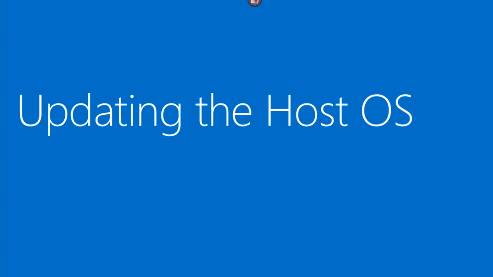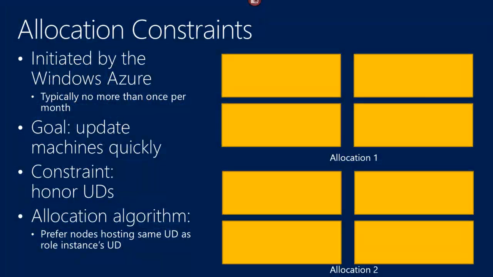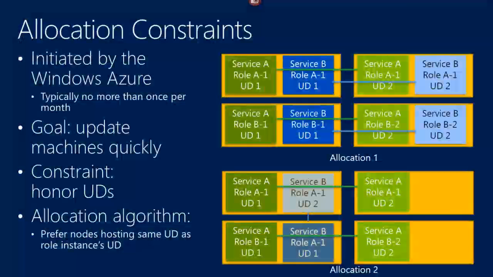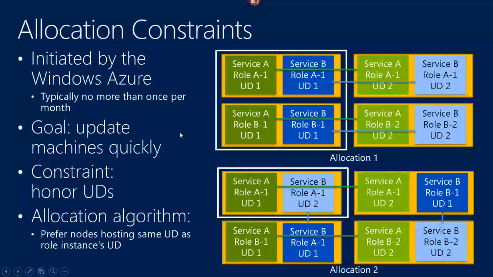I started talking about updating the host operating system, which we do about once a month. And we've got these allocation constraints that we have to honor: update domains. We can't take down, again, multiple VMs from different update domains at the same time. This allocation down here is suboptimal because we can't update both of these servers at the same time since we'd be taking down role A1 UD2 and role A1 UD1. Up here, we've got role A1 UD1 and role B UD1. So we're not violating update domain constraints here. If we did that here, we'd violate them. That's part of our layout.